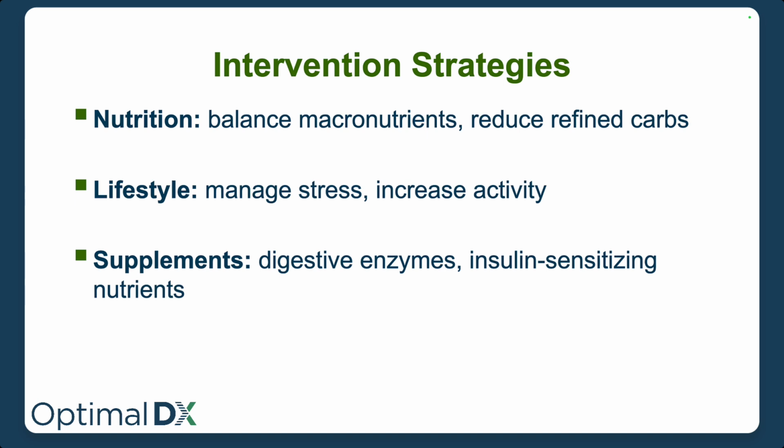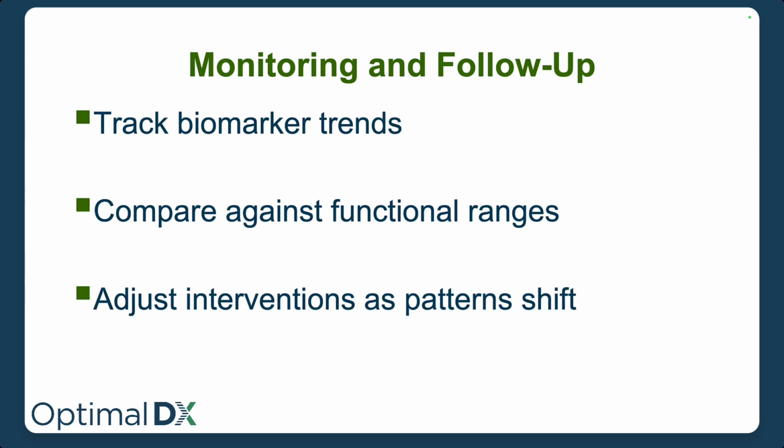In terms of interventions, these should match the dysfunction we identify. For exocrine issues, digestive enzyme support may be warranted along with dietary changes to reduce fat malabsorption. This is something that you'll notice or your patients will report. For endocrine dysfunction, nutritional strategies that balance macronutrients and reduce refined carbohydrates are key. Also, stress management, sleep, and physical activity all support glucose regulation when done appropriately. And then finally, targeted supplementation, from chromium to magnesium to digestive enzymes. All of these can really help restore balance.